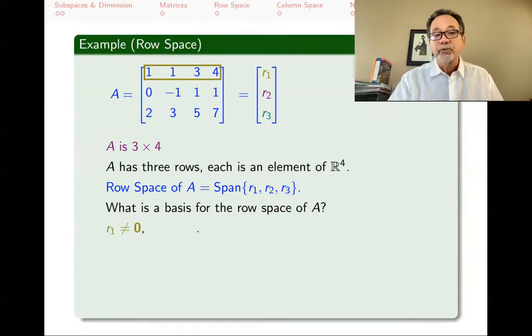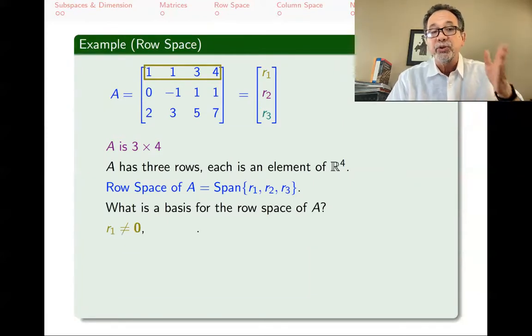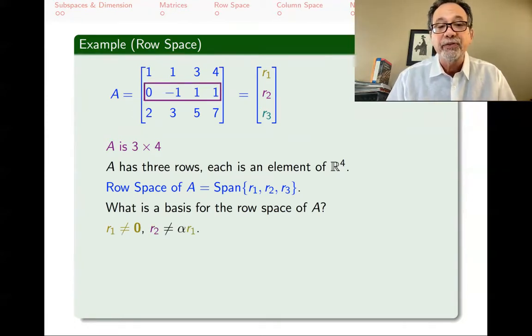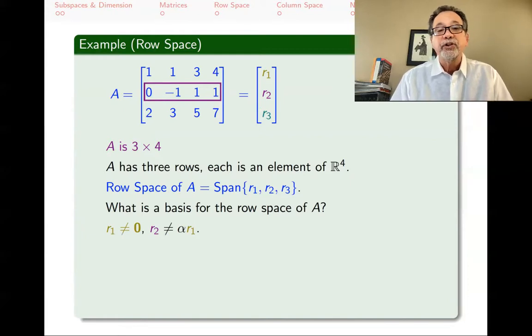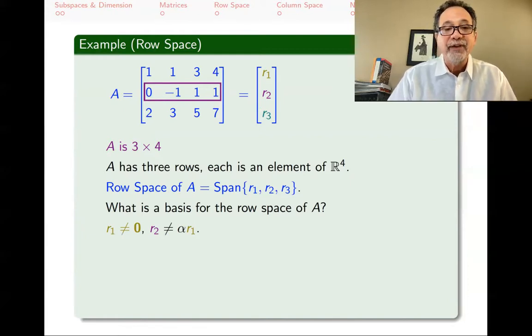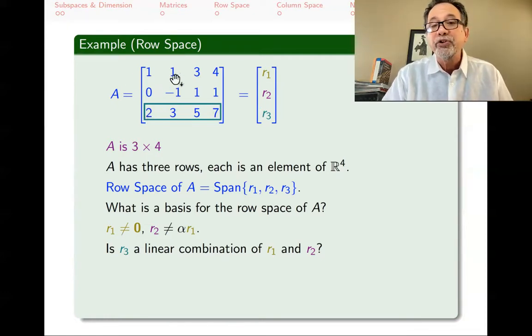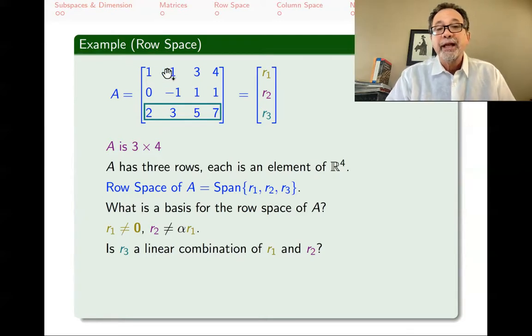So here we ask, the first vector, is that the 0 vector? No, it's not. The 0 vector would have been 0, 0, 0, 0. Is the second vector, R2, a linear combination of the first one? No, you can't multiply the first one by a scalar and get that second vector. Is R3 a linear combination of R1 and R2? Well, let's think about that. Can I write this 2, 3, 5, 7 as a linear combination of 1, 1, 3, 4 and 0, minus 1, 1, 1? Well, if I'm going to do that, how am I ever going to get that 2? Well, I could if I multiply the first row by 2. So multiply the first row by 2, you get that 2. But then how am I going to get this 3?